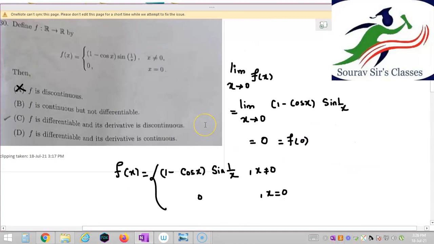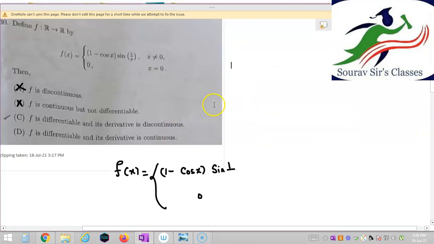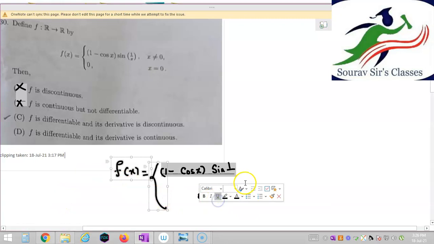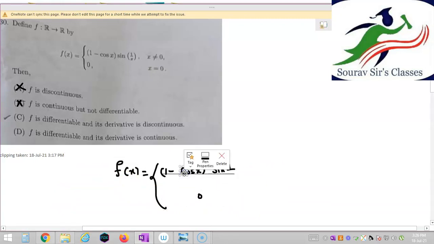So now I can discard option B. Now there are two possibilities. Option C says that the derivative is discontinuous, and option D says that the derivative is continuous. For this, first of all, I am going to erase this. So we already got f dash 0 is equal to 0.